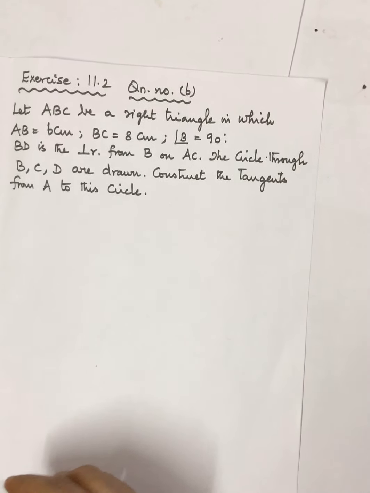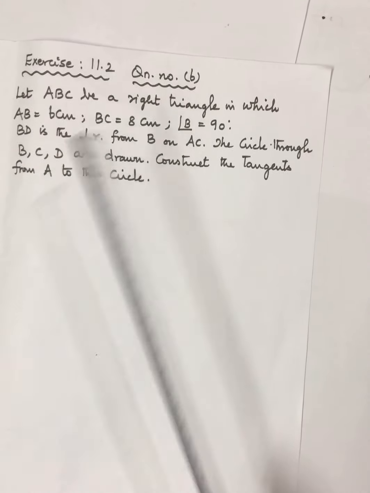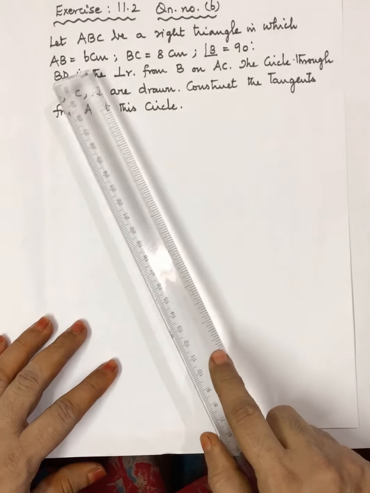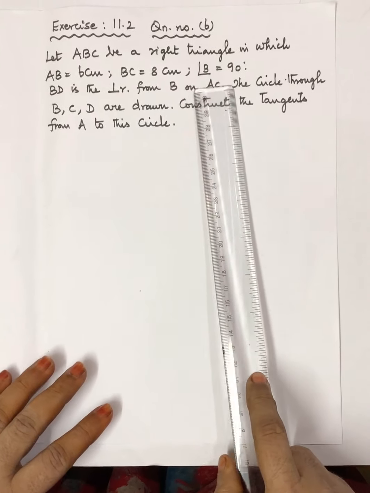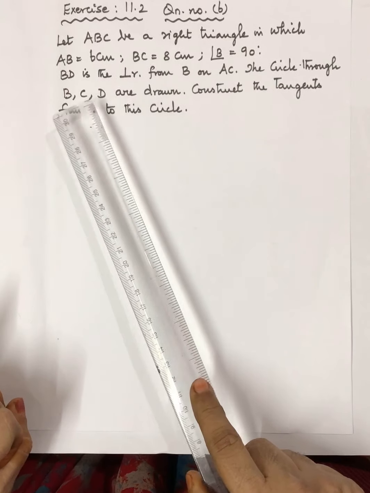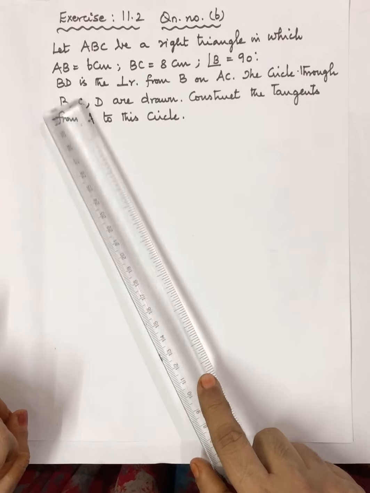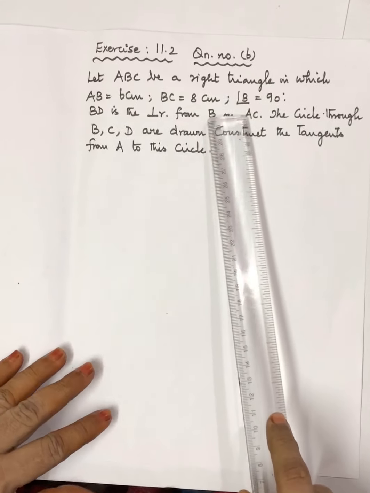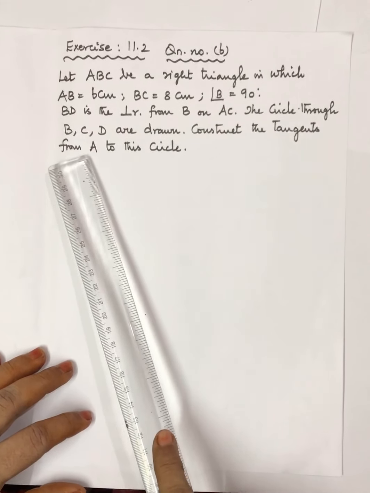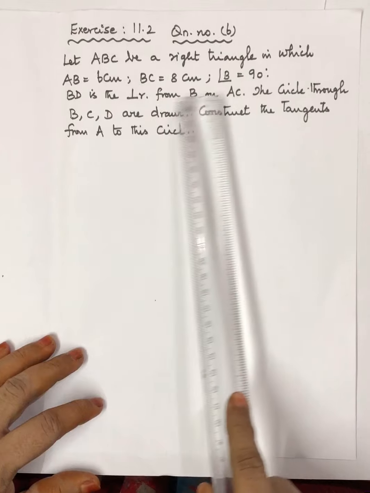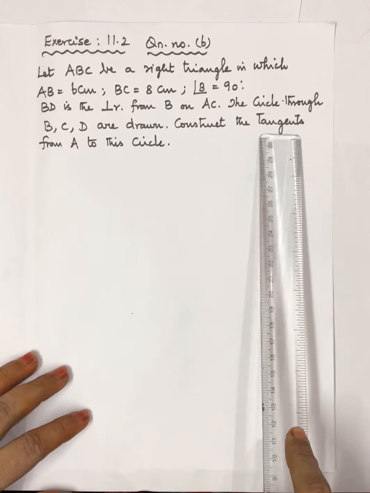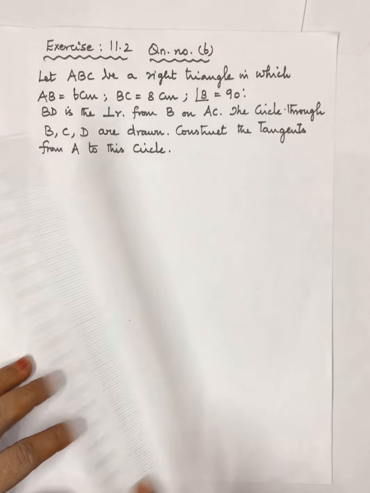Here, first you read the question. ABC is a right triangle in which the two sides measure 6 and 8 centimeter with angle B as 90. This is the first construction I need to do. Then I should construct BD, the perpendicular from B to the hypotenuse AC. Then you have to draw a circle passing through B, C, D. This should be shown in the construction. After this, you have to finally construct tangents from point A to the circle.